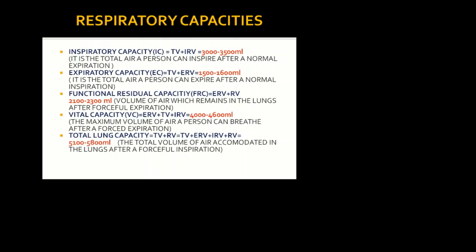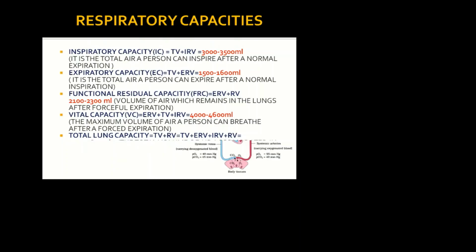Total lung capacity will be VC plus RV, vital capacity plus residual volume, which is tidal volume plus expiratory reserve volume plus inspiratory reserve volume plus residual volume, which totals to 5100 to 5800 ml.